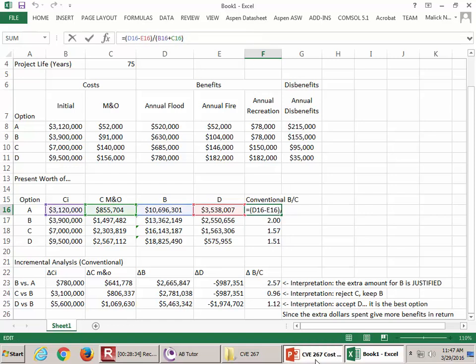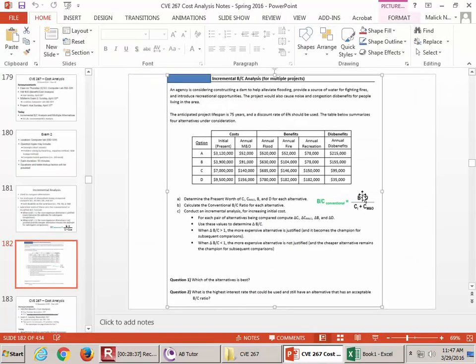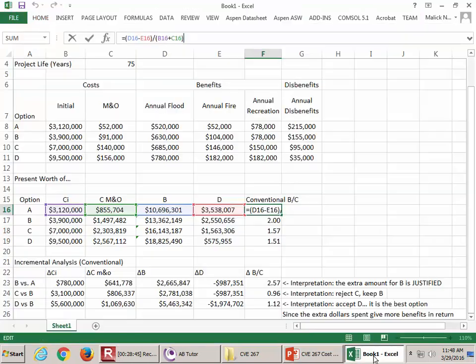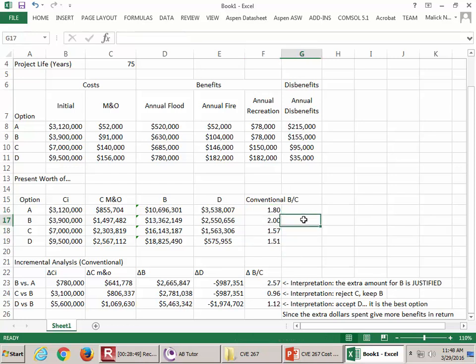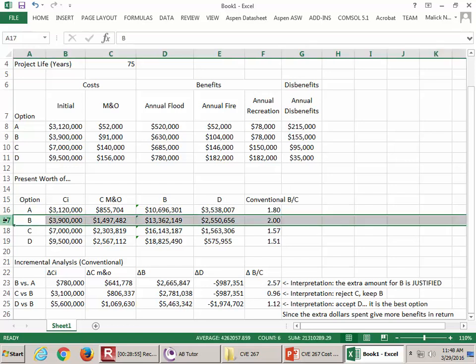So this is the present worth of everything, and then we found the B to C ratio by just using the formula. The conventional B to C formula is shown here: benefits minus disbenefits divided by costs, for the initial upfront plus the maintenance and operation costs. And so that is how we found these. And the illusion you have to be careful of is it's not about which has the highest B to C ratio, because by that judgment, B would look like it's the best.